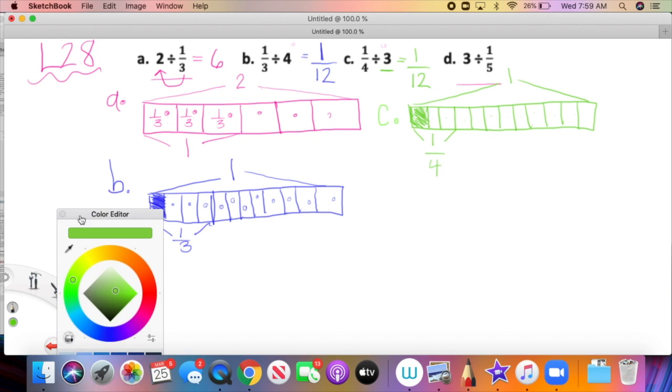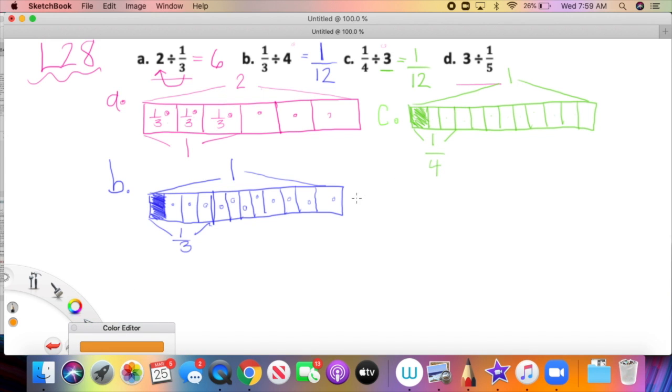Finally, let's look at D, where we're going back to dividing a whole number by a unit fraction. So let's go ahead and divide 3 by 1/5. So we have 3 here. And how are we dividing 3? We're dividing 3 into fifths.